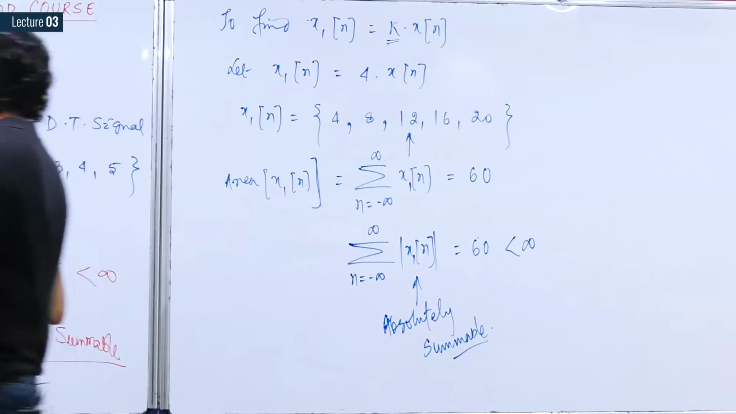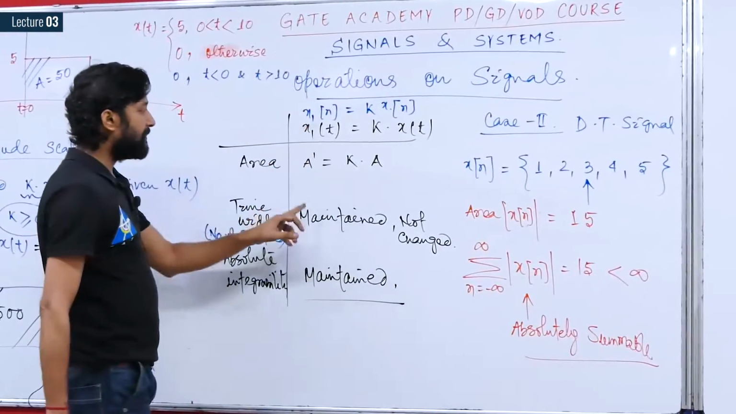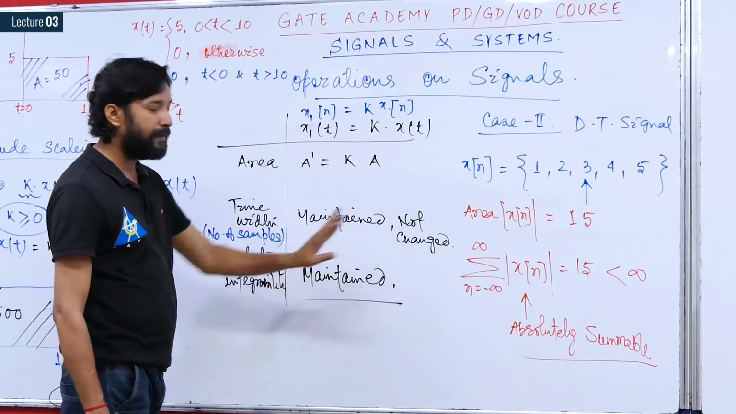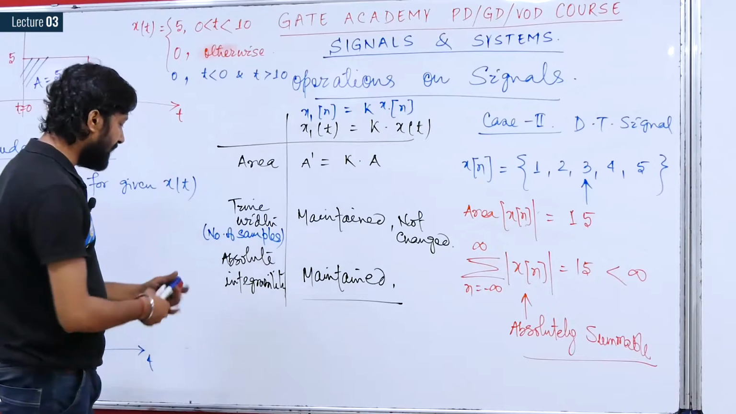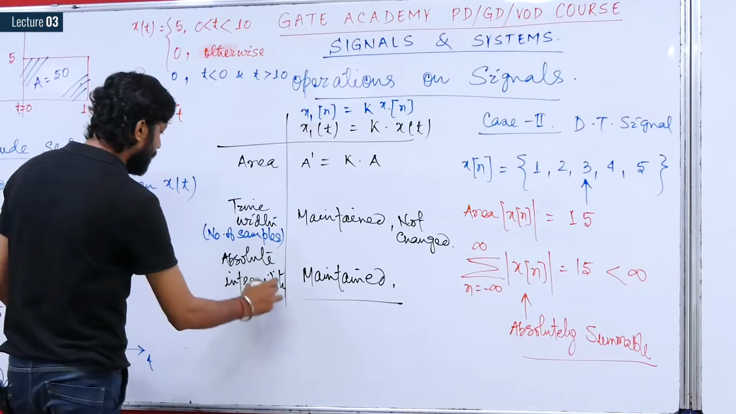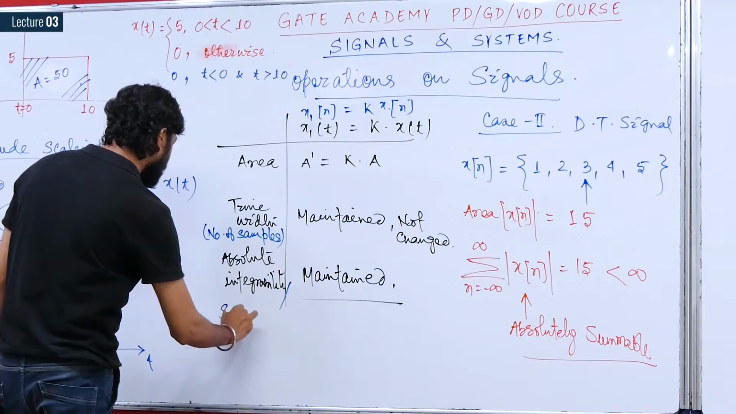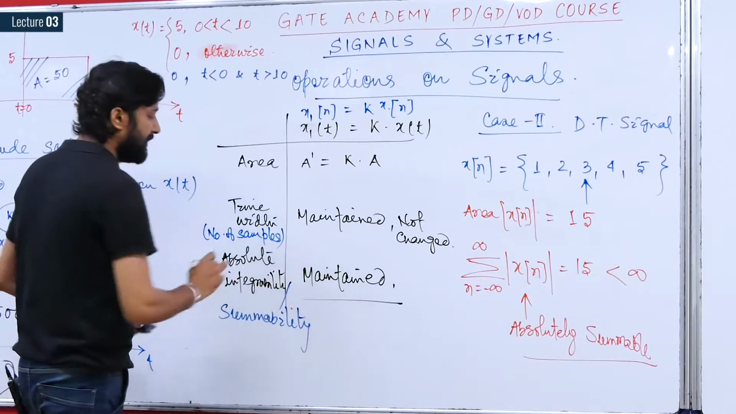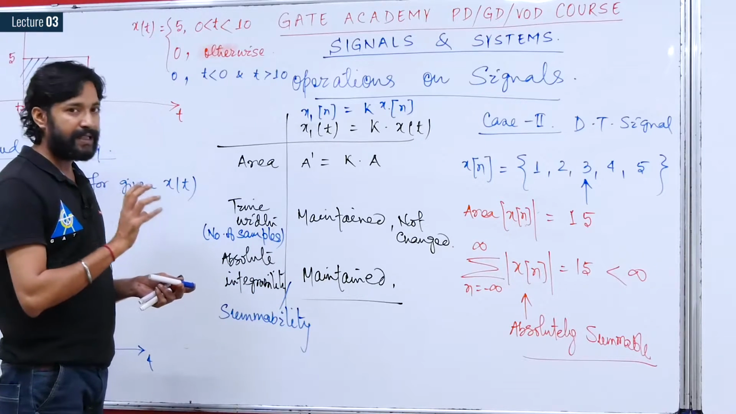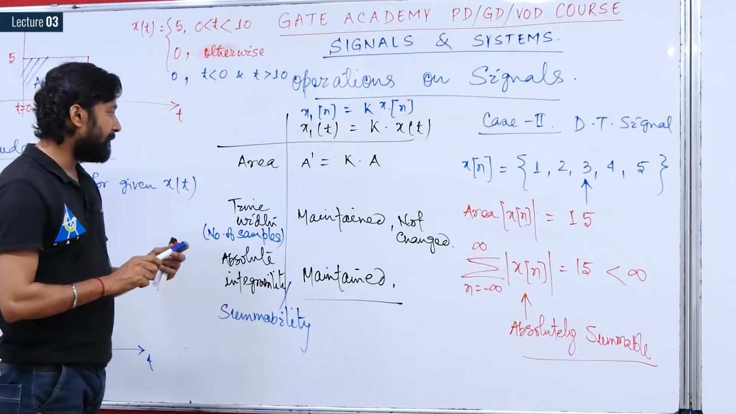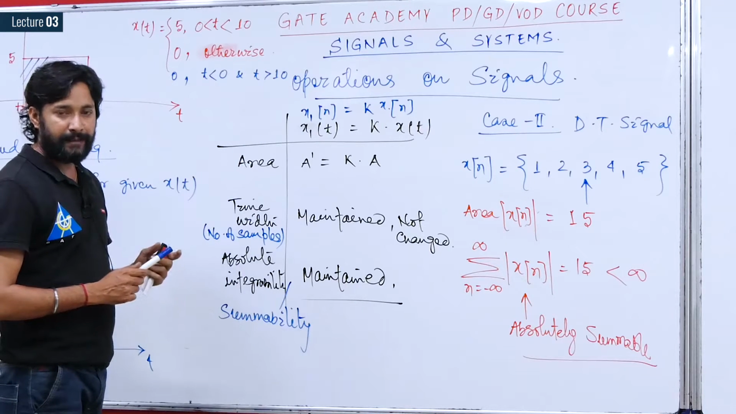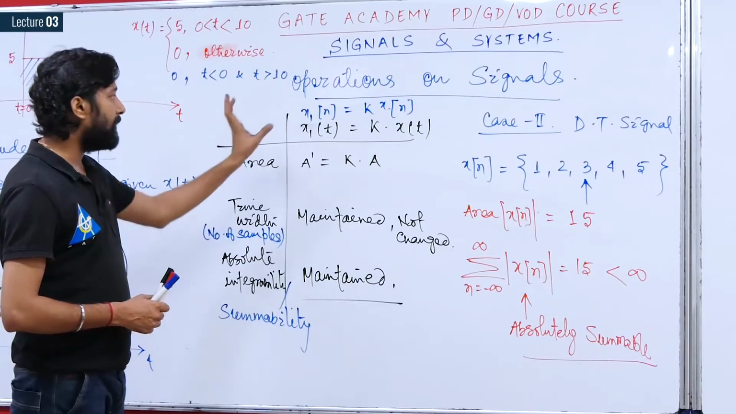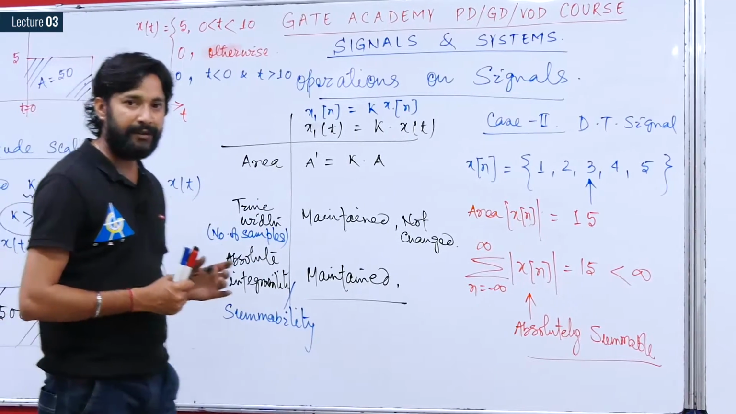Therefore, for the x1 of n signal, the time width will also be maintained and will not change. And absolute integrability, or in the case of discrete time signals you say summability, is again going to be maintained. That is, if x of n was absolutely summable, then definitely k times x of n will also be absolutely summable. So these are the effects of our first operation that we have taken, amplitude scaling.